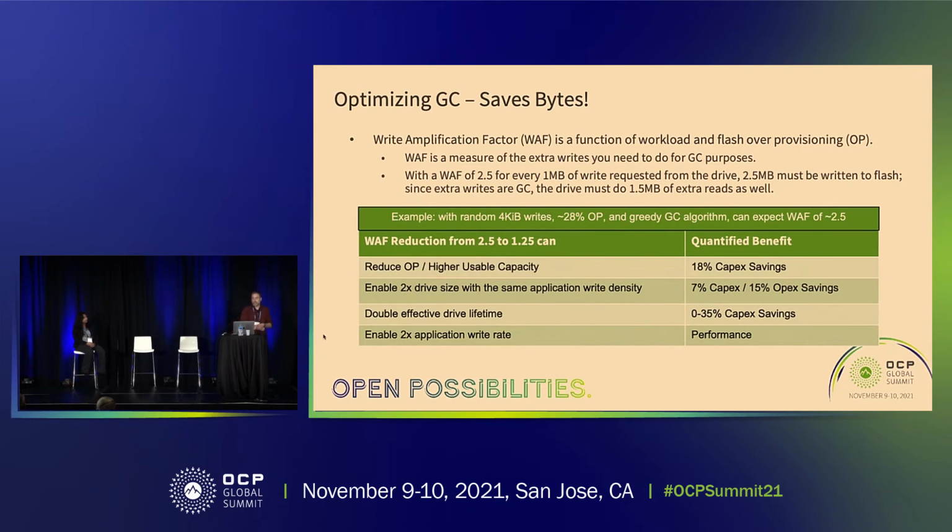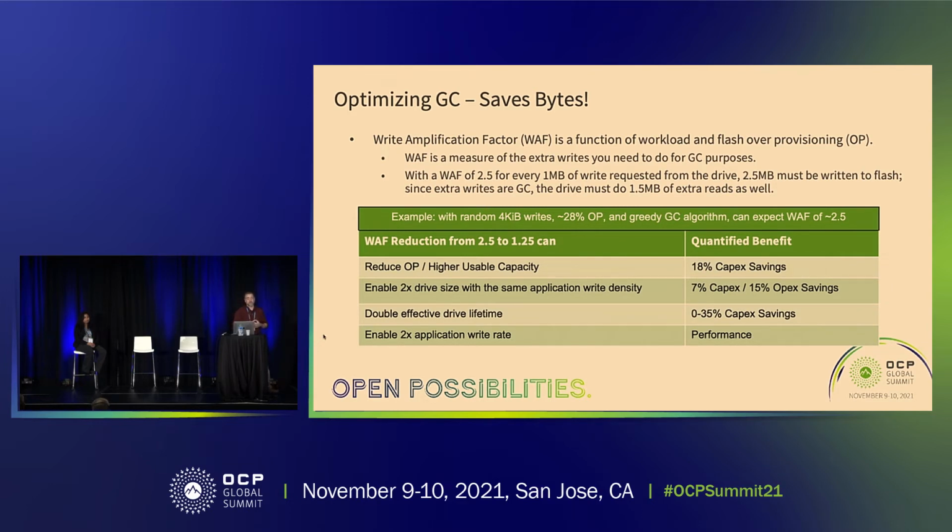Okay, so why does garbage collection optimization matter? Write amplification is a function of the workload and the flash over-provisioning in the drive. It's basically a measure of how much extra work you do for garbage collection. You probably all know this, I'm just level setting. So if you have a WAF of 2.5, it means for every 1 megabyte you write, the drive internally has to garbage collect, so read and write another 1.5 megabytes of data.